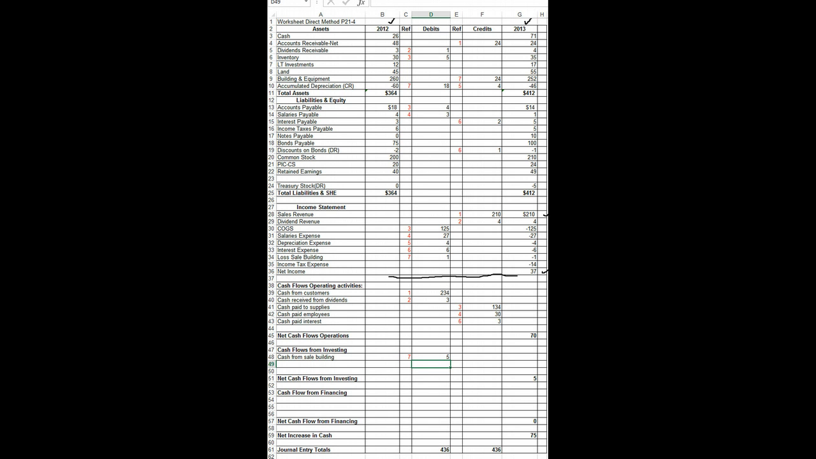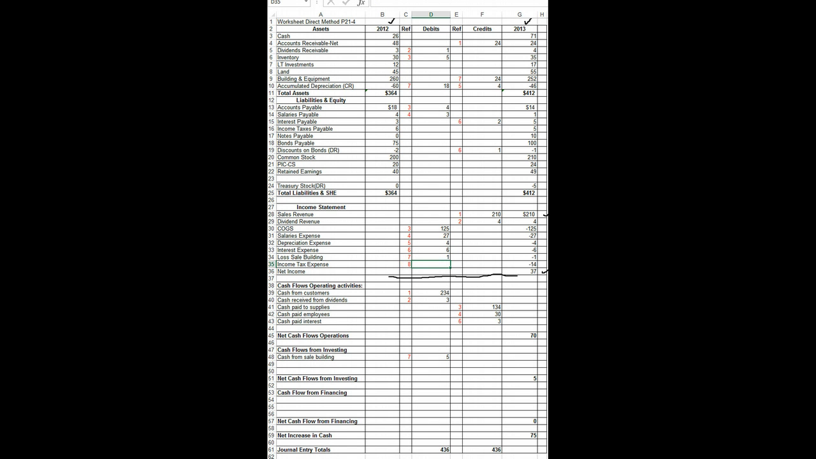So let's see what happened. 18 accumulated depreciation, loss of 1. It's 19. Cash 5 is 24. I'm crediting building, equipment, 24. And once again back in balance. Great. Let's move on to transaction number 8.